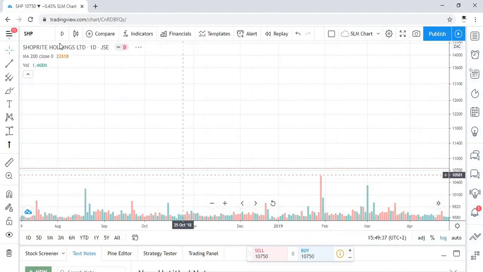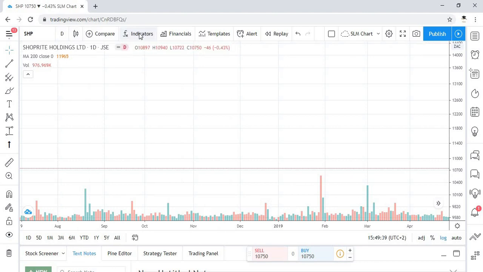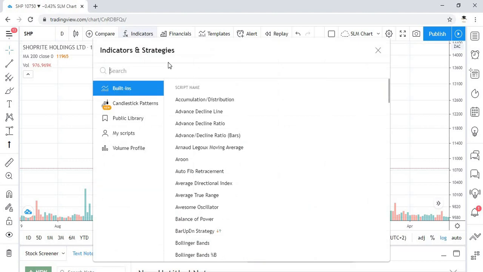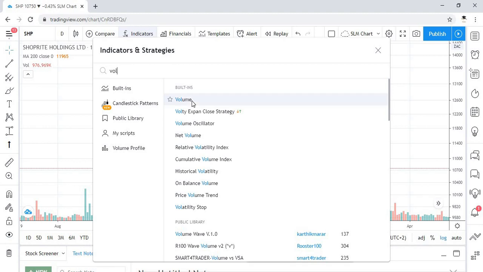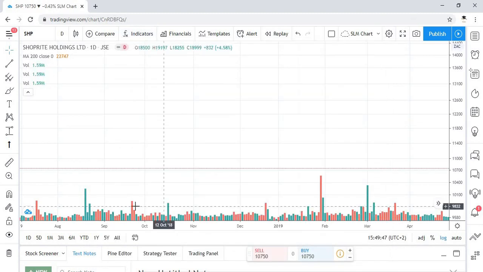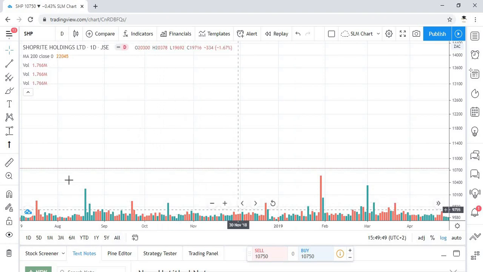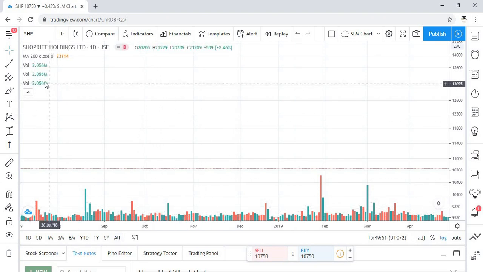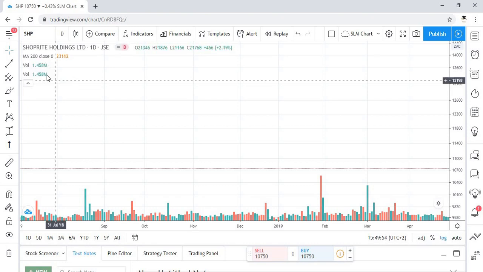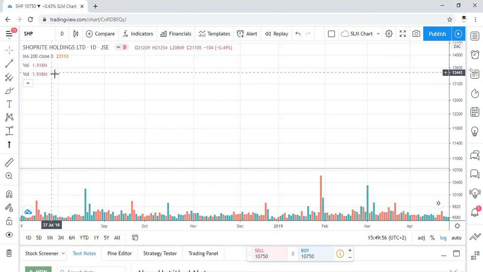So if you need to put the volume indicator, you can go to indicators, then you can search for volume, then it comes up right there at the top. When you put volume, it's going to show these green and red bars. These are the volume bars. I'm just going to take the extra one.